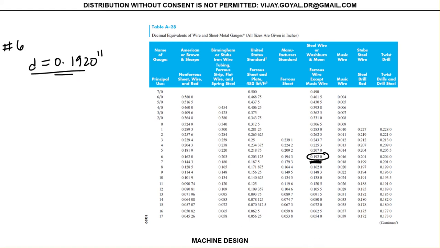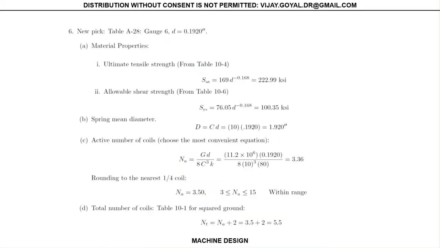So I keep on moving. Just remember, you have to do your static checks, but you also have to make sure that the mechanics of the spring are correct. So when you do this, I'm going to save myself some time here using this new gauge diameter. These are my new values for my allowables, your spring index, your mean spring diameter, and your active number of coils. Now you can see that you're within the range.